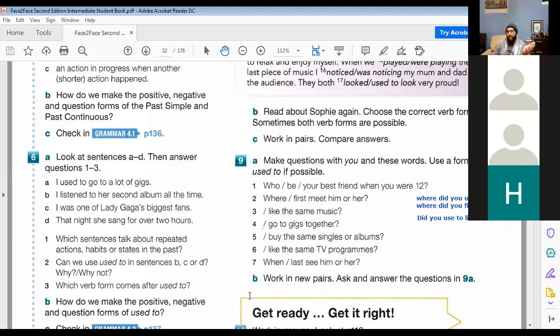But you can use used to here, number 4. You can say, did you go or did you used to go to gigs together? Yes, we did. كنا نمشي مع بعض. But now we don't go to gigs together because we're busy or we're married or whatever. So this means in number 4, you can also use used to. It's possible. All right. Now, what about number 5? What do you think?